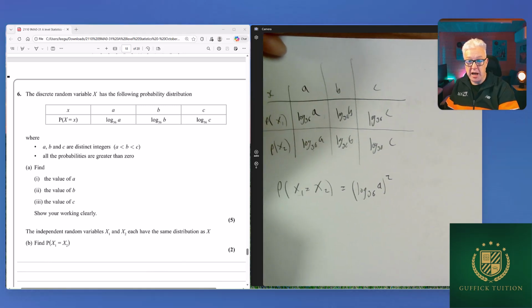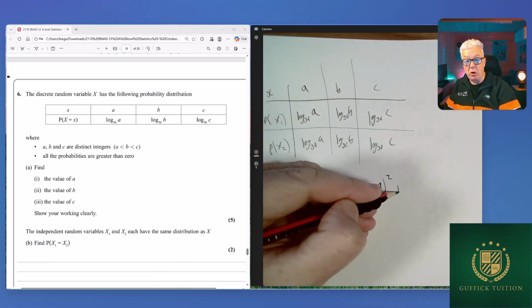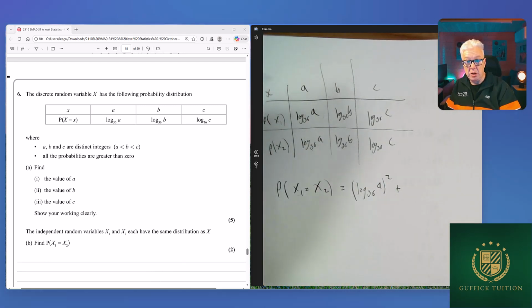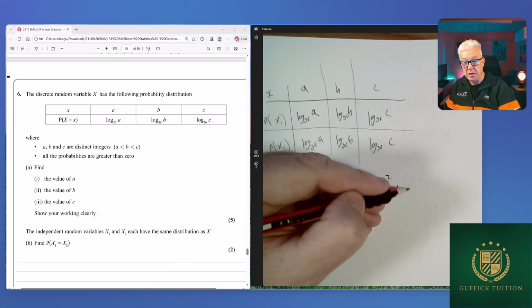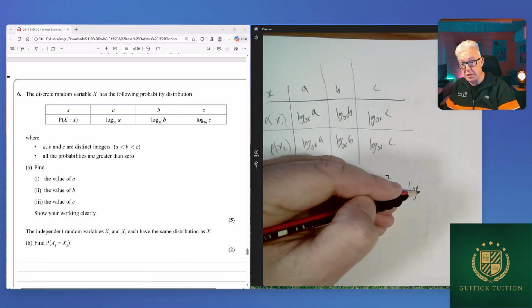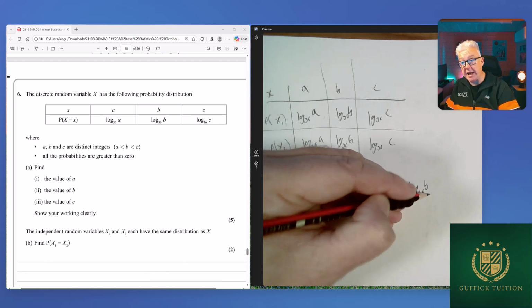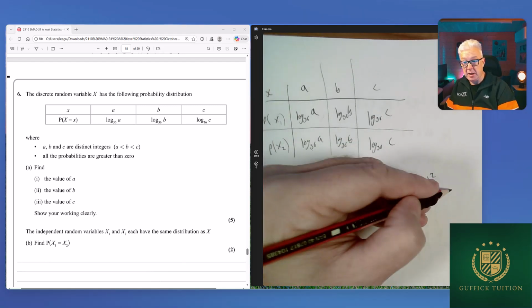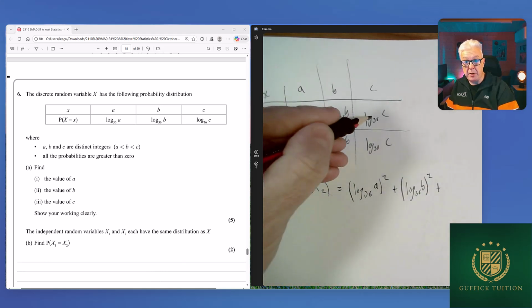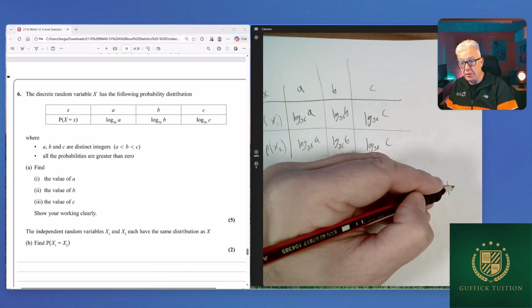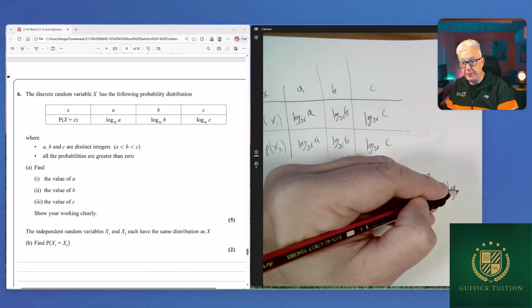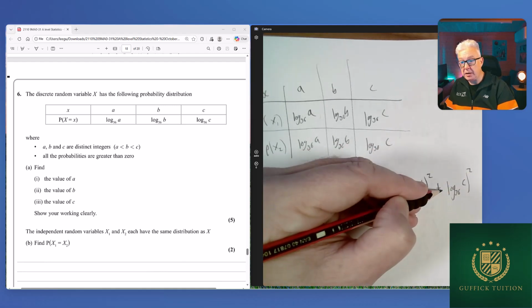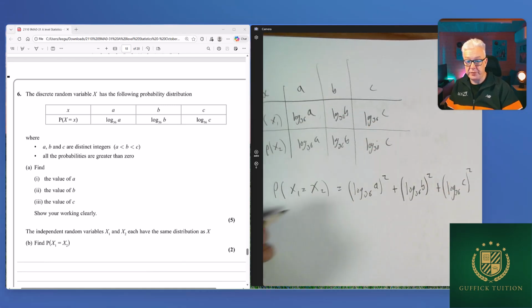So log to the base 36 of a squared, that's the probability that x1 equals a and x2 equals a. So what other ways can it happen? We could have, or, which we put a plus for, that they are both log base 36 of b. So the first distribution is log base 36 of b and the second distribution is too, and remember, 'and' we multiply. Or we could have that they're both equal to log 36 of c. It's going to be squared because it's going to be that one and that one. So that's our probability of x1 equals x2.